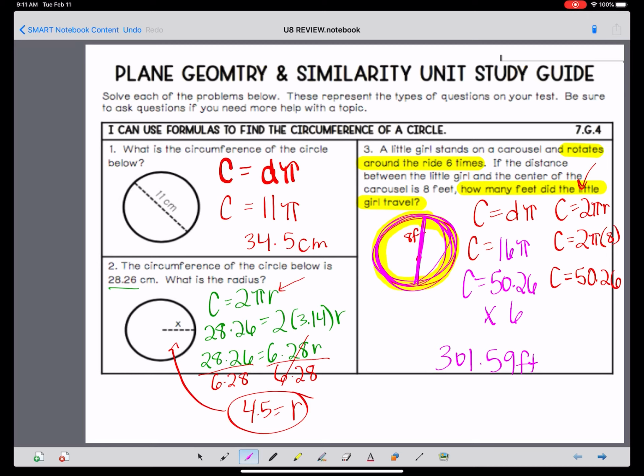Okay, sorry, I'm just looking at my key. It looks like my key, I got 301.44, which is just a little bit different. Let me try typing something in real quick. .26 times 6. All right, close enough. We'll count it.